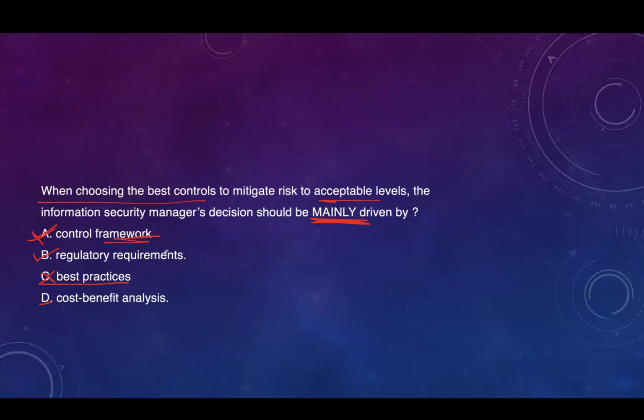So first is regulatory requirement. It says the best control to mitigate risk. So a regulatory requirement won't be helpful for mitigating the risk. It might highlight some of the risk to your organization. Maybe meeting some of the regulatory requirements is again a risk. As in domain one, we understand compliance should also be considered as a risk. So this is mainly a kind of risk to your organization.